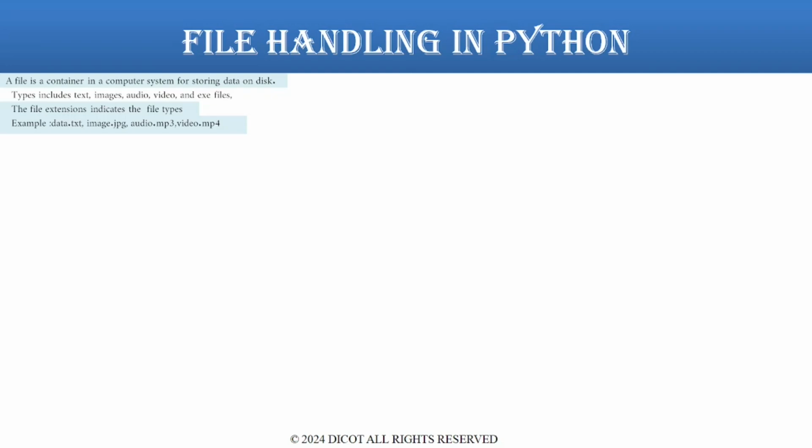Notepad, TextEdit, or more advanced editors like VS Code. A binary file contains data in binary format and is not human readable. It can store various types of data such as images, videos, executables, or any other non-text data.